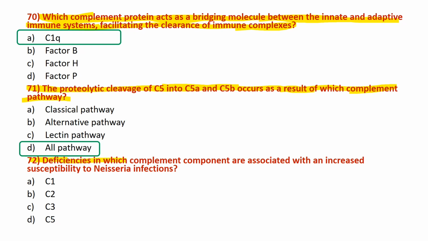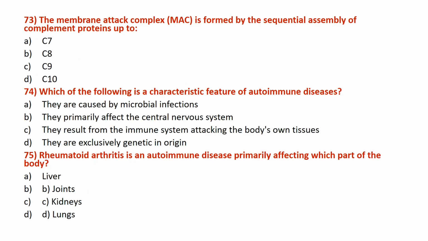Next one is, deficiency in which complement component is associated with an increased susceptibility to Neisseria infection? And the right answer is C2. When a person has a C2 deficiency, it is associated with an increased susceptibility to Neisseria infection. Next one is, the membrane attack complex, MAC, is formed by the sequential assembly of complement proteins up to, and the right answer is C9.